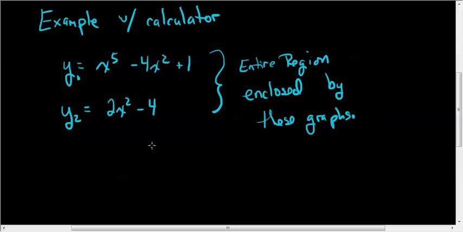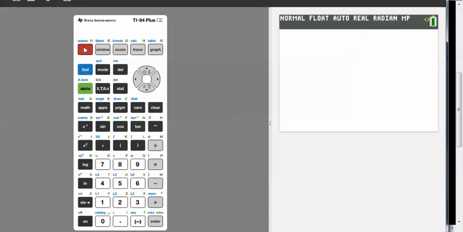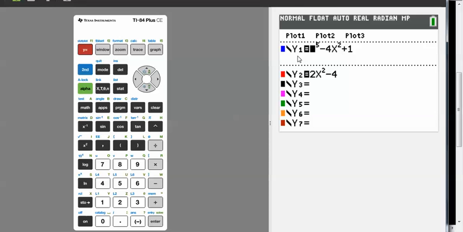All right, if you have those in your calculator, go ahead and graph them. I've already put them in my calculator. So I've got my y1 is x to the 5th minus 4x squared plus 1, and y2 is 2x squared minus 4. Now I'm trying to find the region fully enclosed by these two functions.